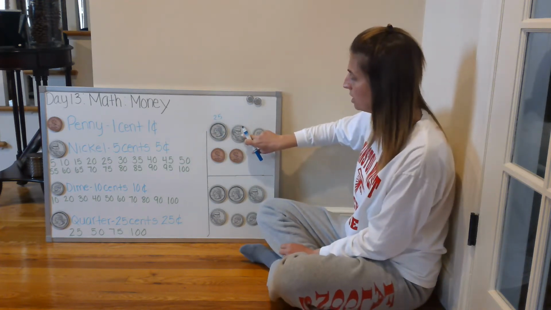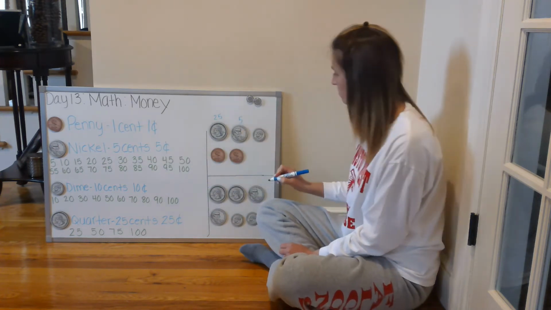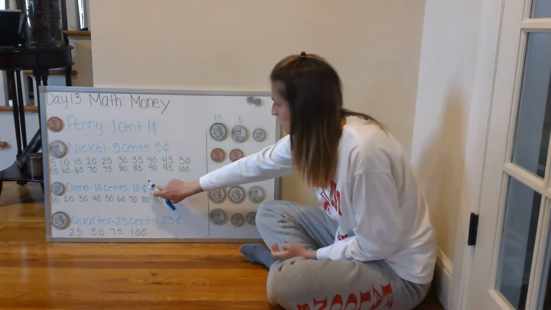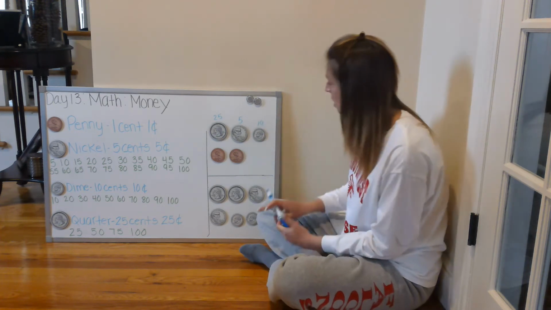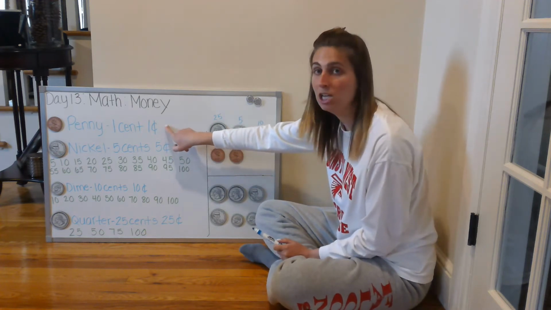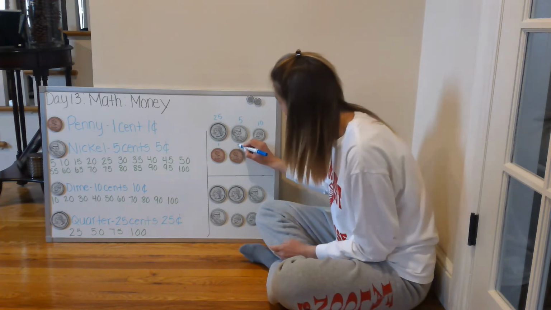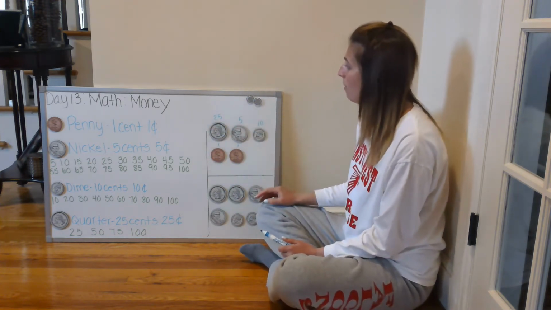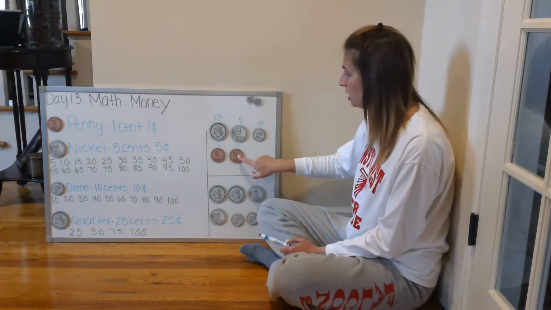Next, I see a nickel, and a nickel is worth 5 cents, so I'm going to write a 5 above here. My next coin is a dime, and a dime is worth 10 cents, so I'm going to write 10 above the dime. And then my last two coins are the same, and they're both a penny, and a penny is worth 1 cent, so I'm going to write 1 above one penny and 1 above the other penny. Now we're going to calculate our total by adding 25 plus 5 plus 10 plus 1 plus 1.